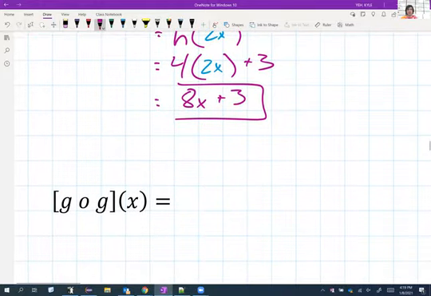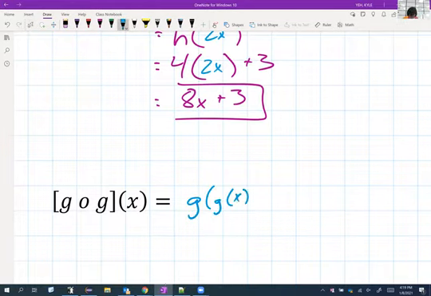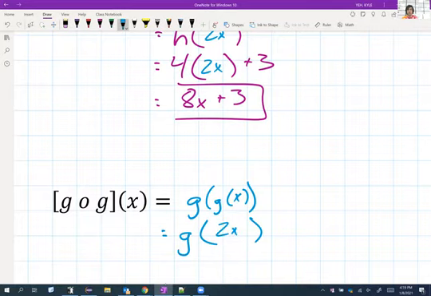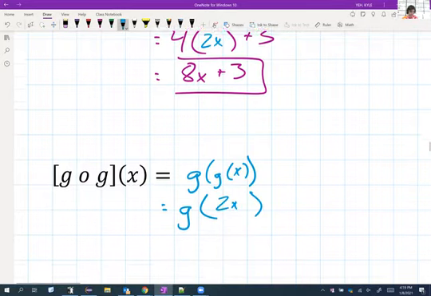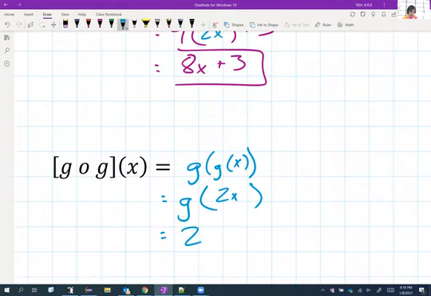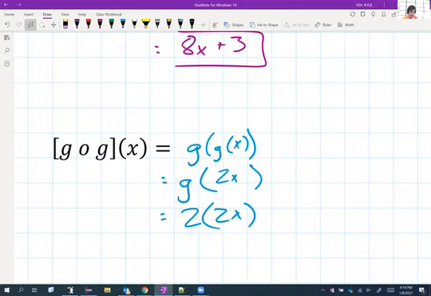Let's try this one, g of g of x. Can we plug something into itself? Why not? So I'm going to write it out. It's g of g of x. So g of, start in the middle, and what was g of x? It was 2x. So I'm plugging 2x into my g function. Well, my g function was 2 times whatever I'm plugging in, right? So 2 times 2x, g of g of x in this case is 4x.